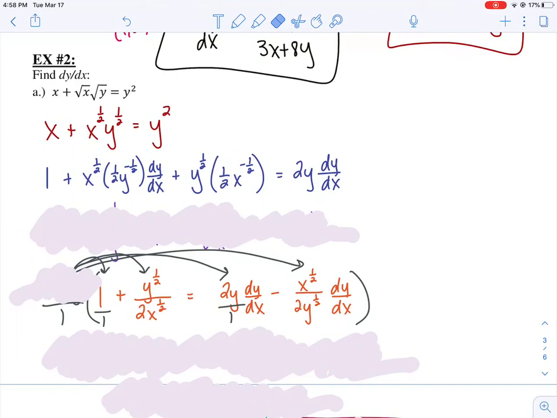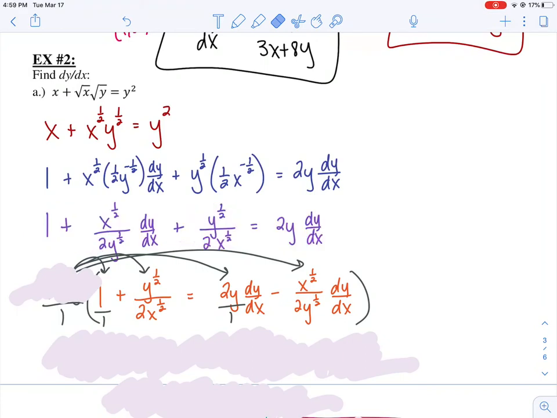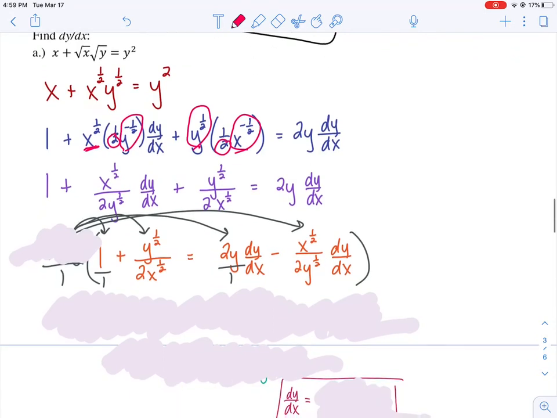I see some negative exponents and some fractions. I'm going to try to make that look as nice as possible. So try moving all of your stuff around and see if you get the same thing I did. I have a 1. I have an x to the 1/2 on top, a 2 on the bottom, and I'm going to bring this y to the negative 1/2 down to the bottom as well. I have my dy over dx next to it. In this next term, I have a y to the 1/2 on top, a 2 on the bottom, and I'm going to bring this x to the negative 1/2 down to the bottom. So hopefully you're down to the purple step with me.